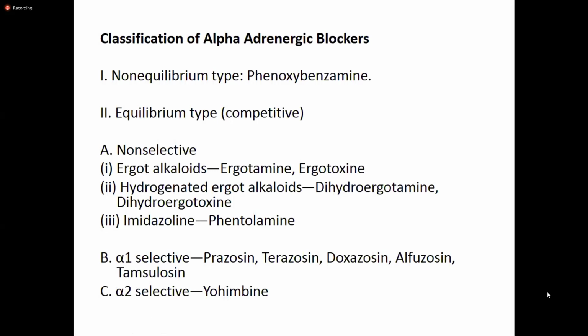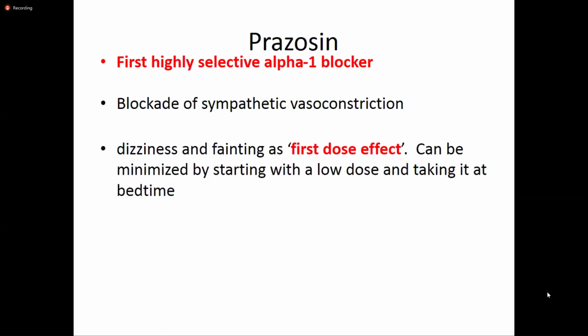Coming to the alpha-1 selective blockers, prazosin is the first highly selective alpha-1 blocker. It is responsible for blockade of alpha-1 receptors only. When the alpha-1 receptor is stimulated, there is vasoconstriction, an increase in peripheral vascular resistance, and an increase in blood pressure.